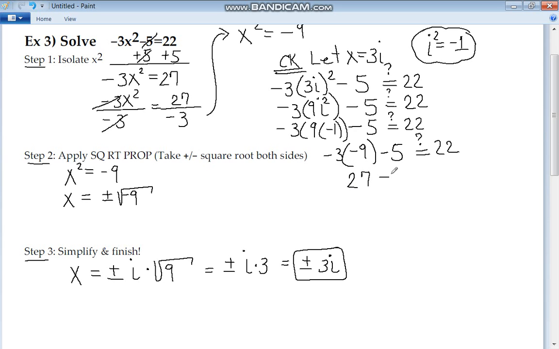27 minus 5. Is that equal? Oh, it's looking good. 27 minus 5 is 22. That is equal to 22. So yes, this is a good answer. We checked it. Now you can check the other one, negative 3i, in the parenthesis and see that you got the same result. Let's scroll down to the next problem.